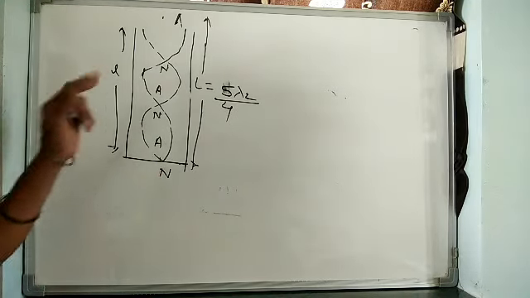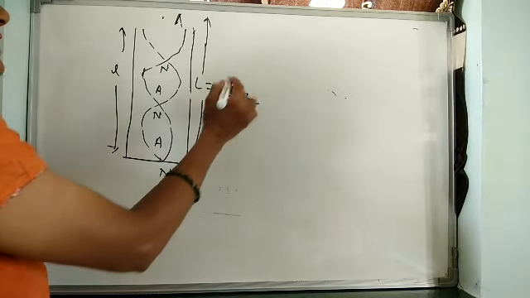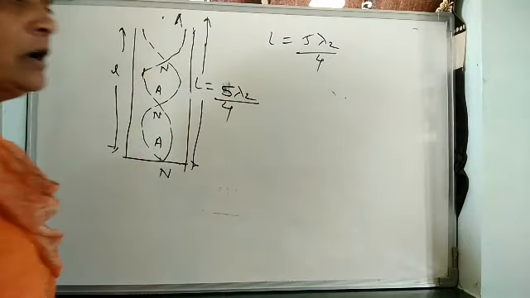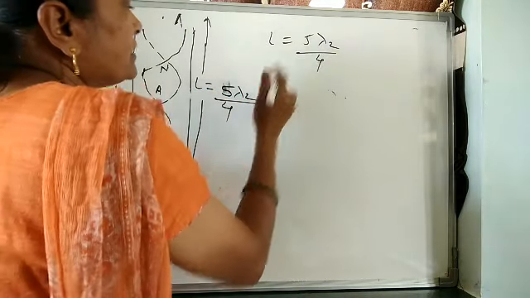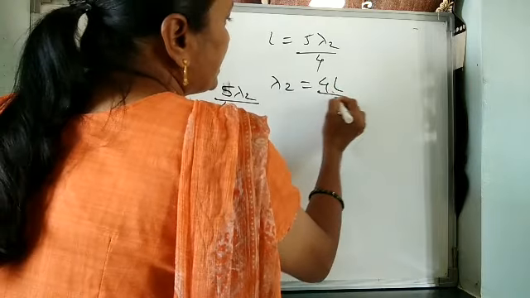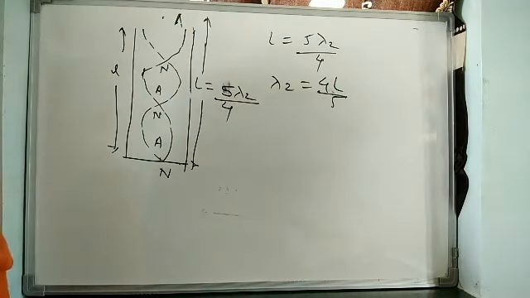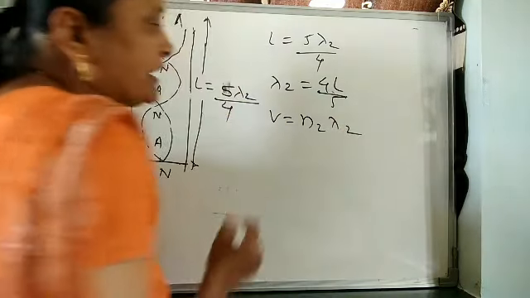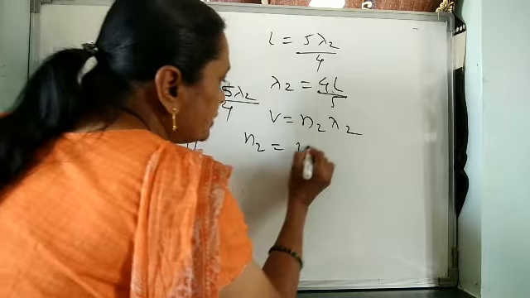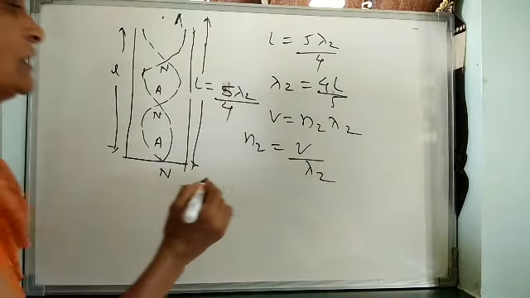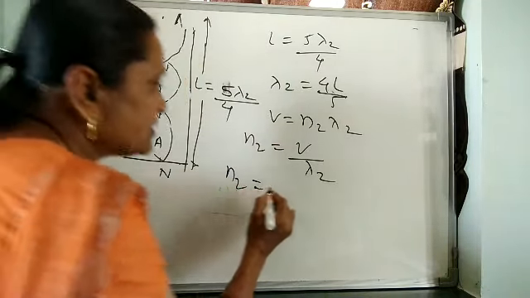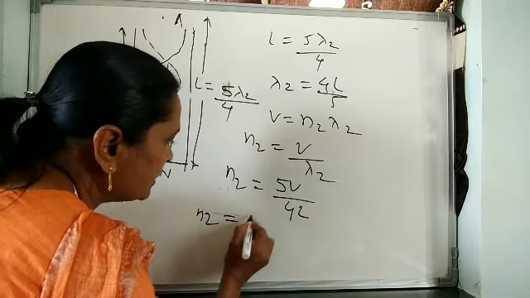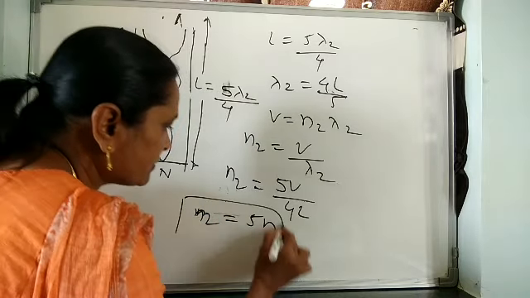Here, this is the third mode of vibrations of an air column. In this case, length of air column L is equal to 5 lambda 2 by 4. Lambda 2 be the wavelength and n2 be the corresponding frequency. Then you can say that lambda 2 is equal to 4L upon 5. Corresponding frequency, V is equal to n2 lambda 2, where n2 be the frequency. Then you can write n2 is equal to V upon lambda 2. If we substitute this, then you get n2 is equal to 5V upon 4L. That is here. You can write n2 is equal to 5n.